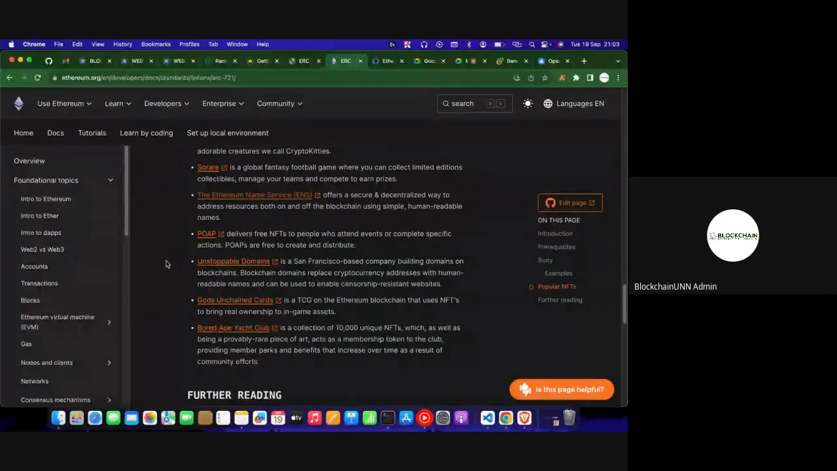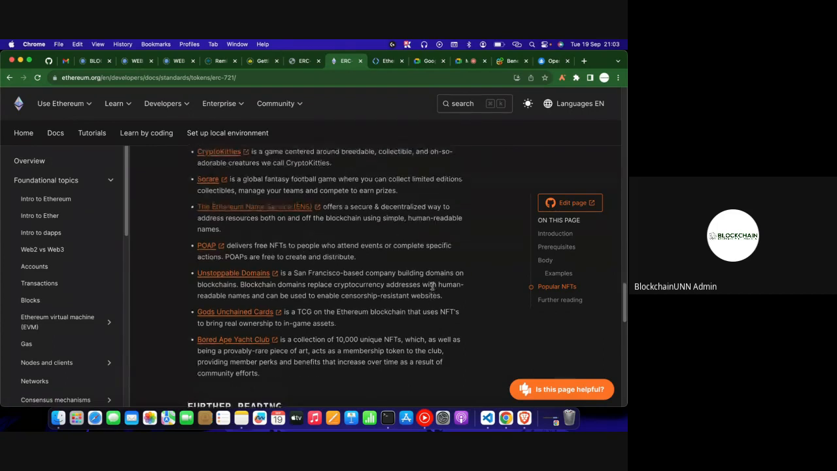Then there are also other ones like the popular BAYC, which stands for Bored Ape Yacht Club, which sold for millions of dollars. It's a collection of just 10,000 unique NFTs, which also acts as a membership token to a classic club, and also provides members with different perks and benefits that increase over time as a result of community efforts. So these are some existing popular, cool usages of NFTs within the ecosystem. There are also a whole lot of others you could definitely check up.